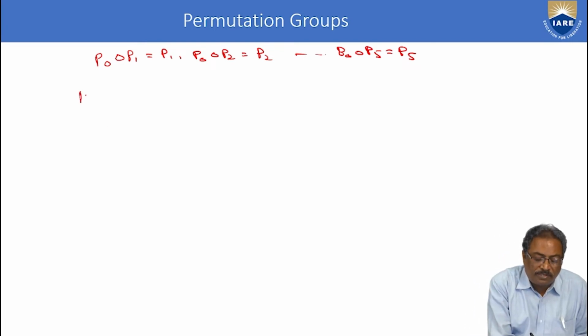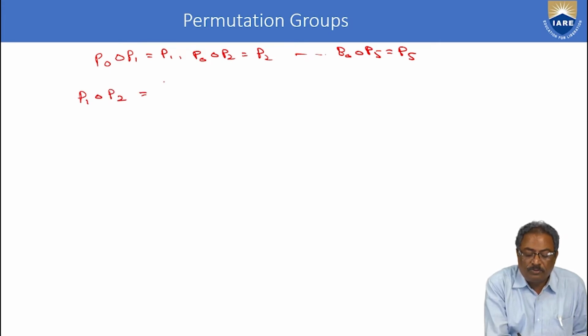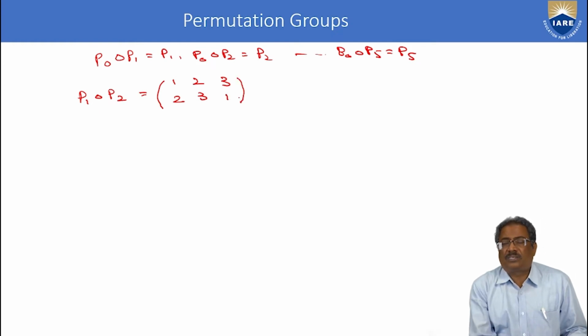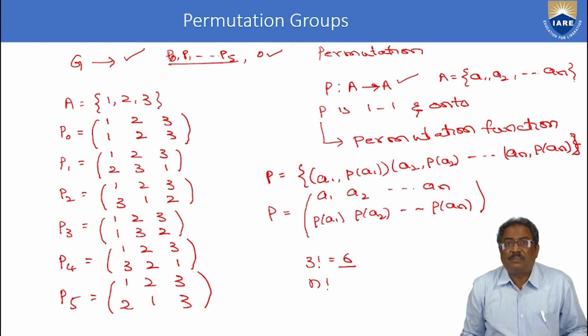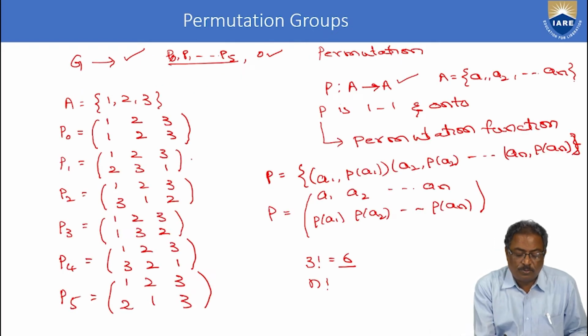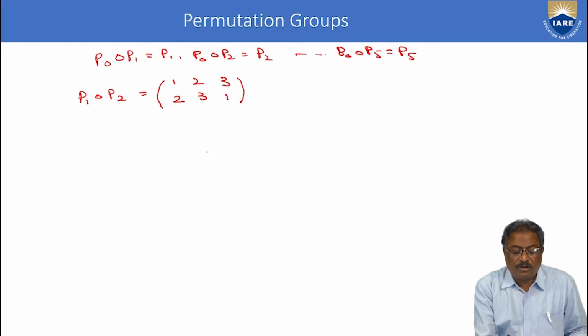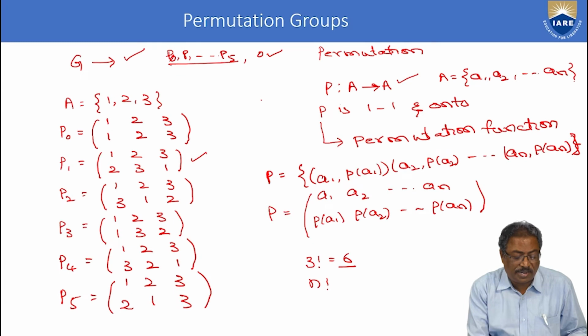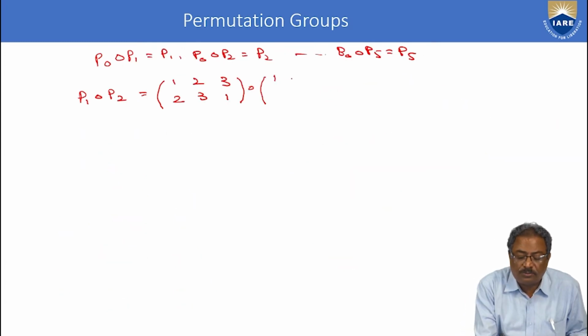Suppose I consider P0 circle P2, let us say. So P0 is 1, 2, 3. Let us consider P1 and P2. P1 is 2, 3, 1, and P2 is 3, 1, 2. So we take P1 as 1, 2, 3 over 2, 3, 1, and P2 as 1, 2, 3 over 3, 1, 2.